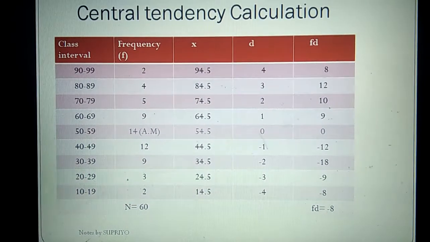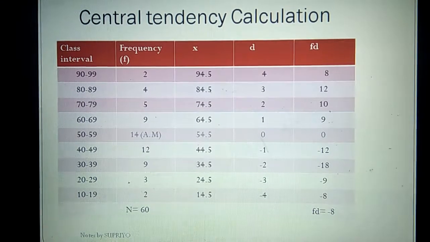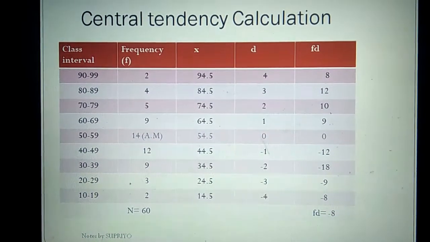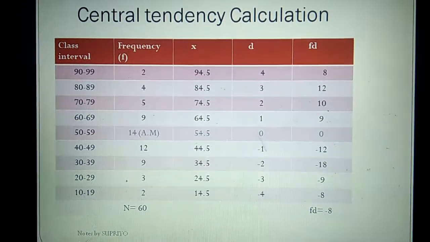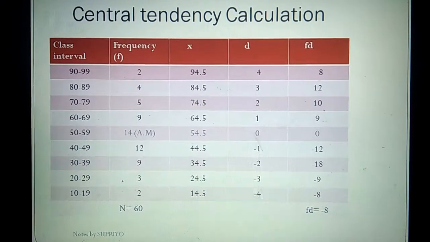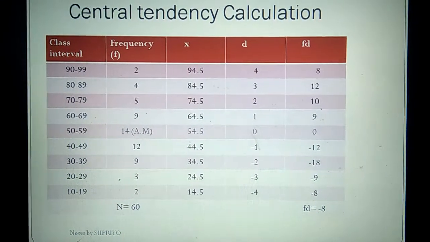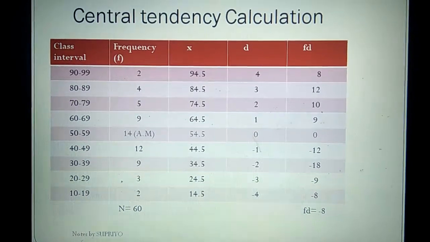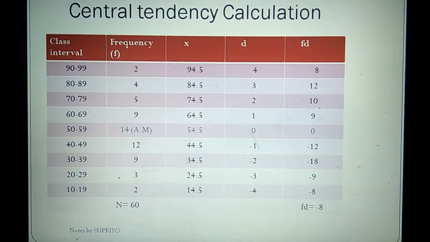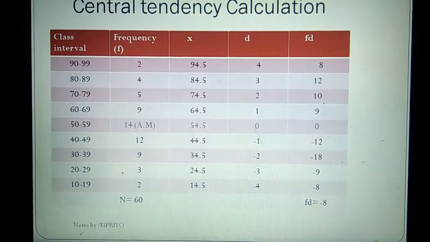Now, the place that I told you to recall is the place where the maximum frequency occurs. Now we know that the maximum frequency occurs at 14, where I have written A dot M. Based on that, we have to check the midpoint of the class interval, which is 54.5. This will be required later on for our calculation.